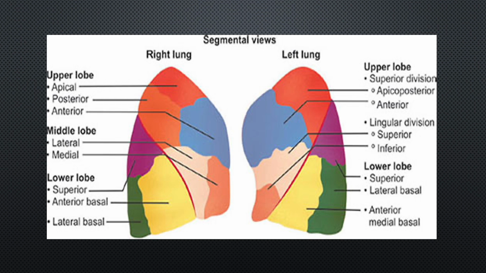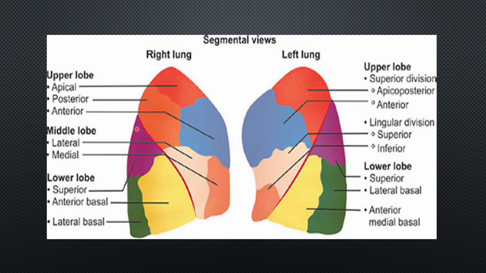Another anatomical landmark that we all must know are the fissures. We all know that there's a major fissure or an oblique fissure, and the right lung also has a minor fissure and the left lung has a major fissure. The upper lobe is divided into 3 segments: the apical, anterior, posterior segment, and the upper lobe on the left side is divided into an apico-posterior and an anterior segment.